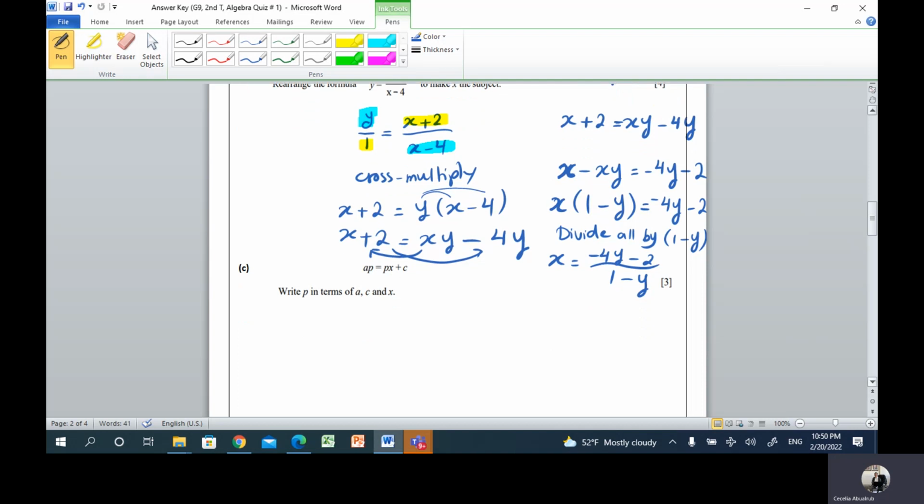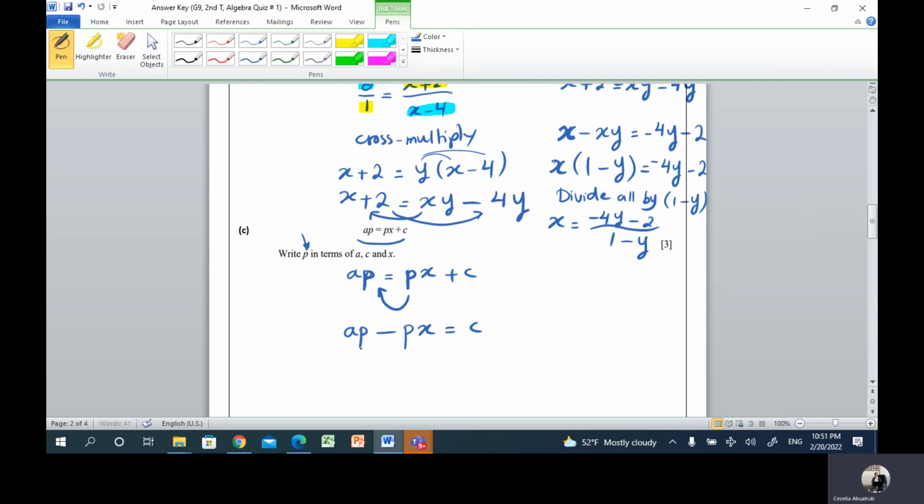Okay, now we have AP is equal to PX plus C. We need to write P in terms of A, C and X, which means we need to make P the subject. So it's AP is equal to PX plus C. Obviously here, P is on different sides of the formula. So we're going to send this to the other side of the formula. So AP is originally there, PX will be minus PX is equal to C.